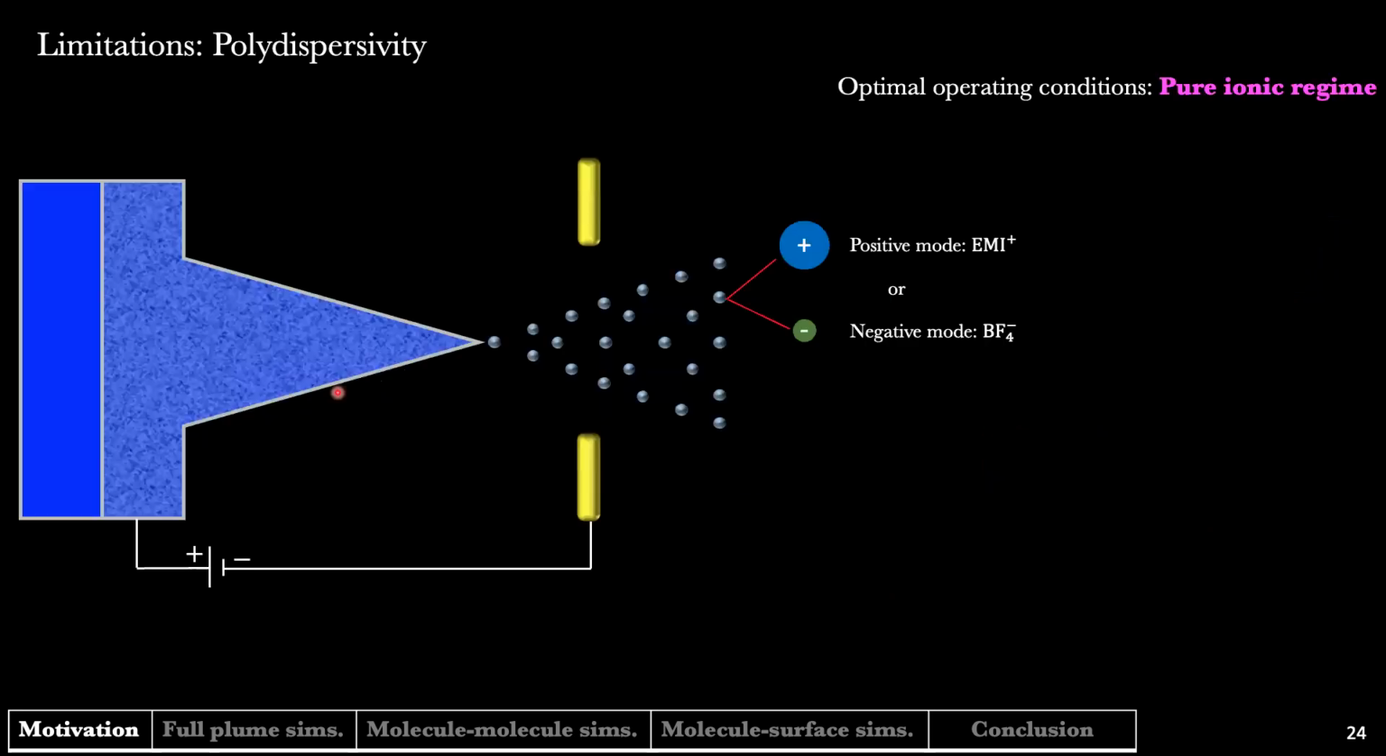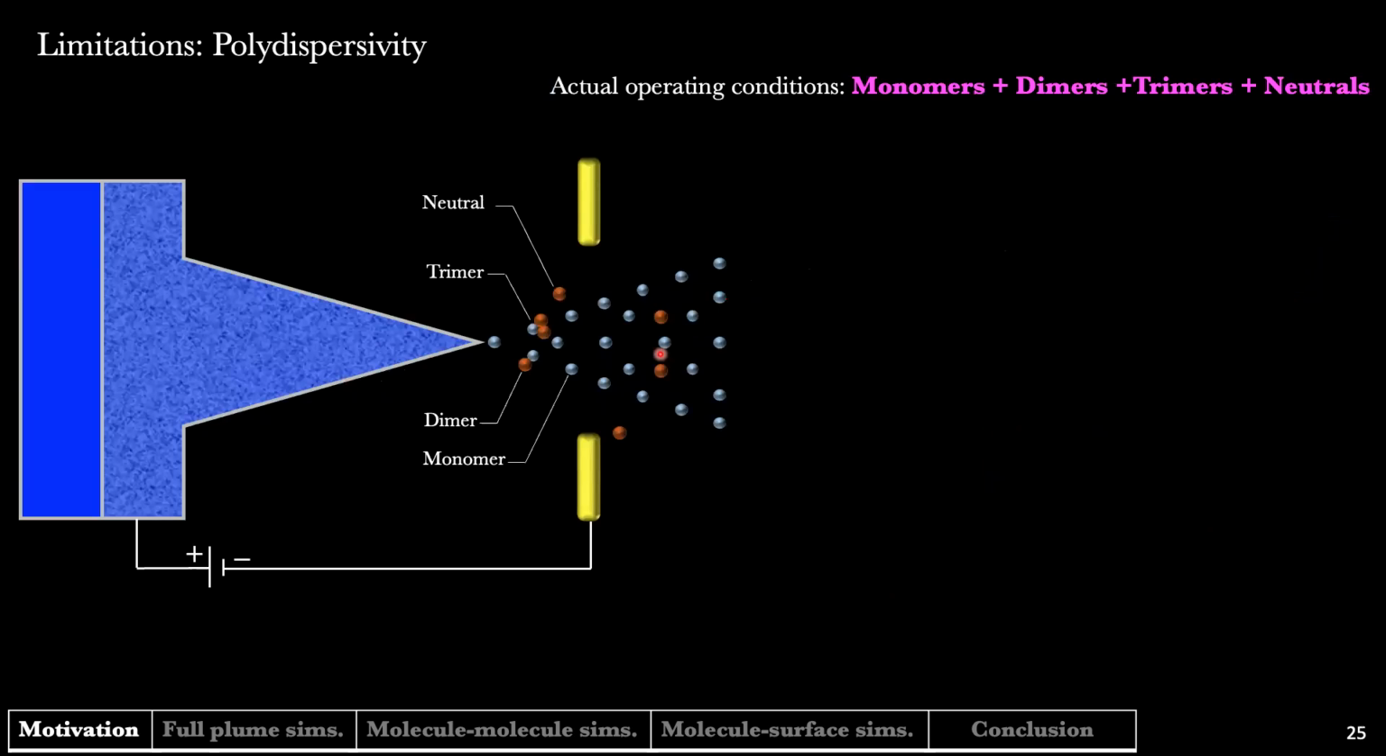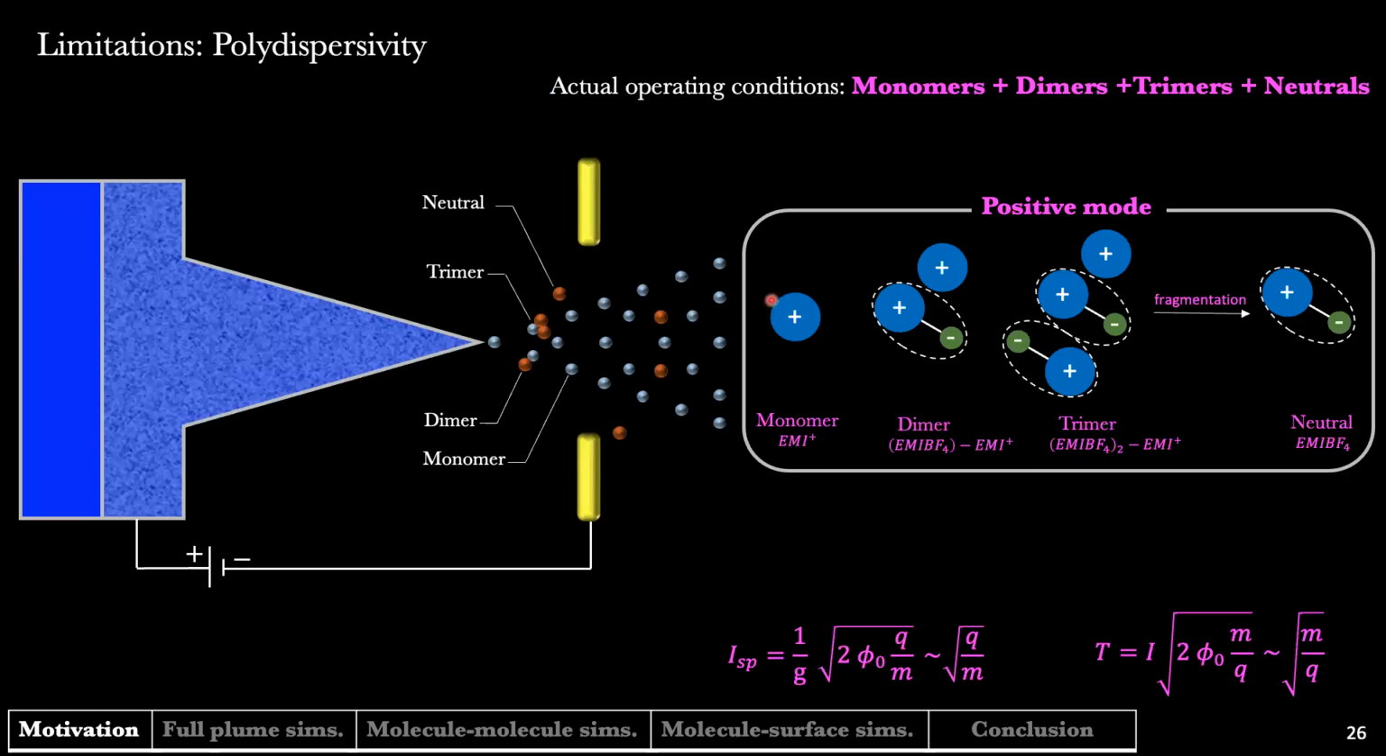And then I'm going to talk about the main limitation of electrospray thrusters, which is polydispersivity. What this figure shows is the optimal operating conditions in which we operate in pure ionic regime. We only have ions. However, in actual operating conditions, we have monomers, dimers, trimers, etc. A monomer is just a molecular ion. A dimer is a neutral attached to an ion. A trimer is two neutrals attached to an ion.